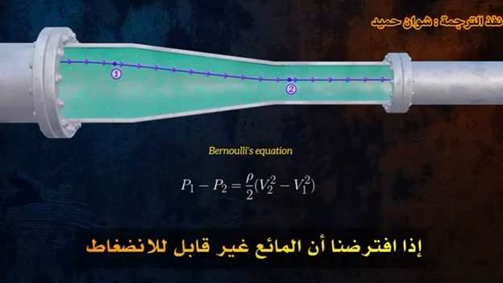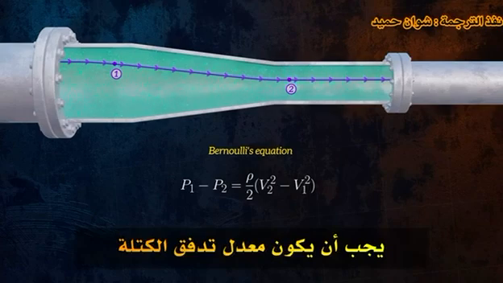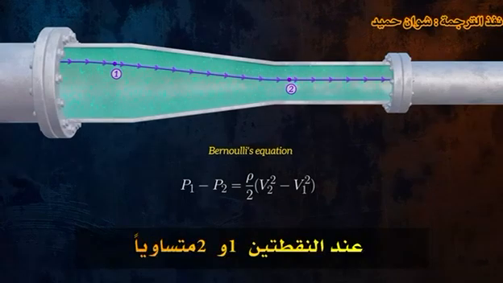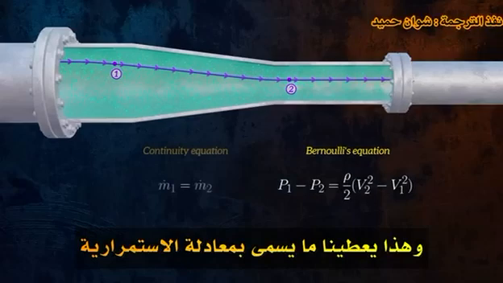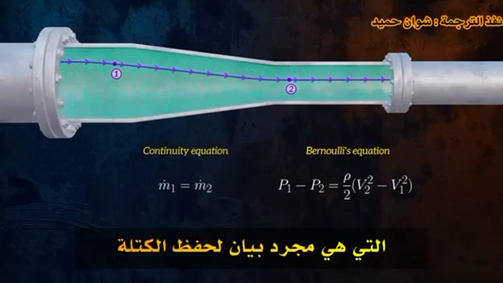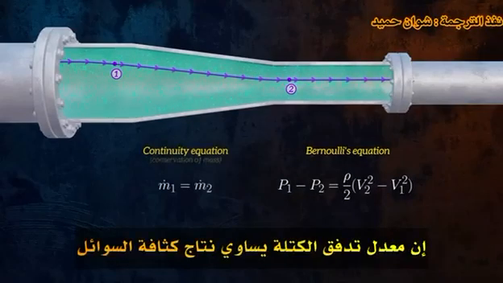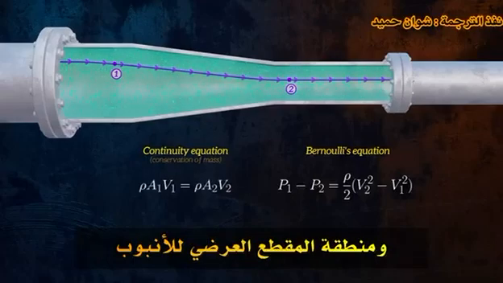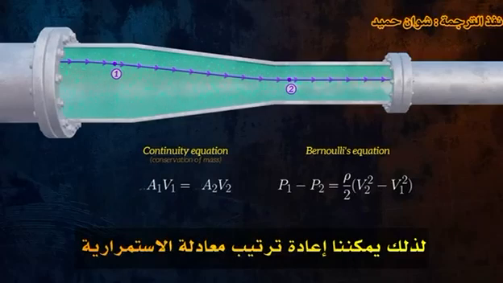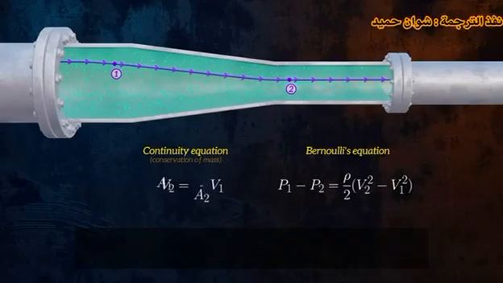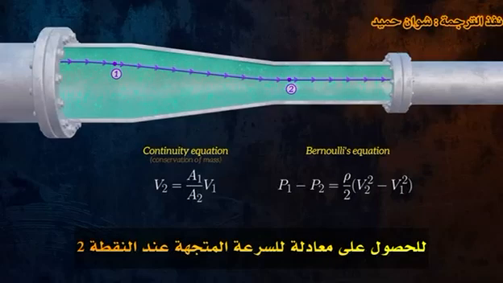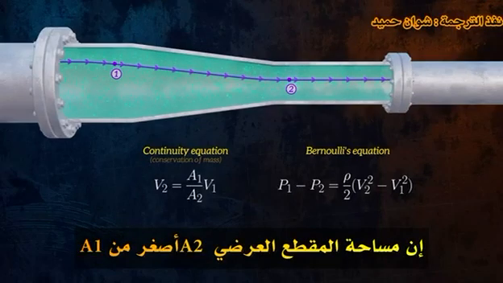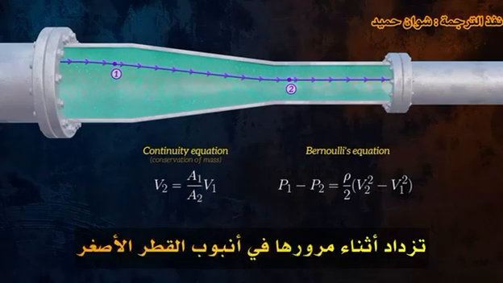If we assume that the fluid is incompressible, the mass flow rate at points 1 and 2 must be equal. This gives us what's called the continuity equation, which is just a statement of the conservation of mass. Mass flow rate is equal to the product of the fluid density, the pipe cross-sectional area, and the fluid velocity. So we can rearrange the continuity equation to obtain an equation for the velocity at point 2. The cross-sectional area, A2, is smaller than A1, which means that the velocity of the flow increases as it passes into the smaller diameter pipe.